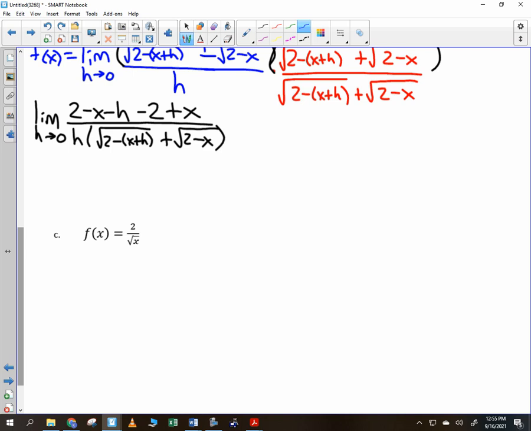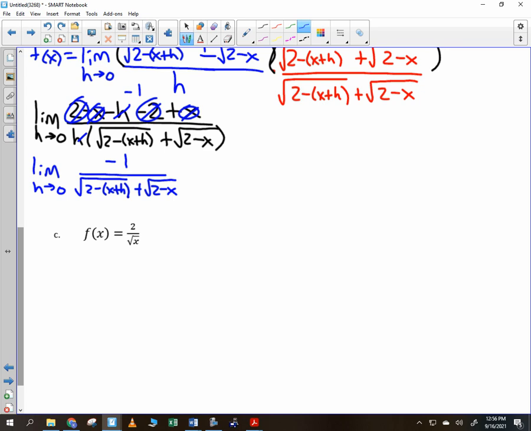Everything that doesn't have an h goes away, so the 2's go away, the x's go away. Is the h positive or negative? So when it divides off, we'll be left with negative 1. So I have the limit as h goes to 0 of negative 1 over, in the bottom you have the root of 2 minus the quantity x plus h plus the root of 2 minus x.